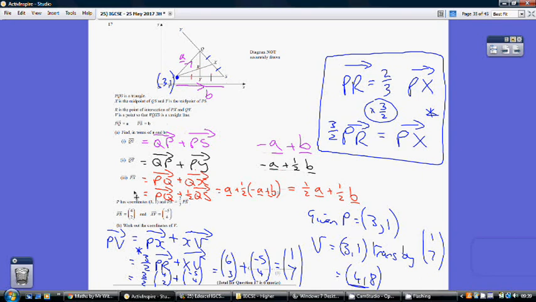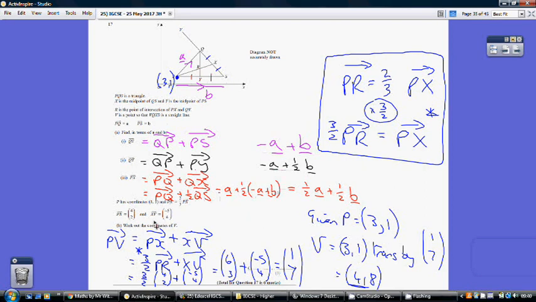Now PX is going to be PQ plus QX, bearing in mind that QX is half of QS, and we know the vector from Q to S is minus a plus b from part I. So PQ plus half of QS: PQ is a, and we're doing half of minus a plus b. Then just simplify this vector by multiplying out the bracket, so we have a minus half a, which is half a plus half b.